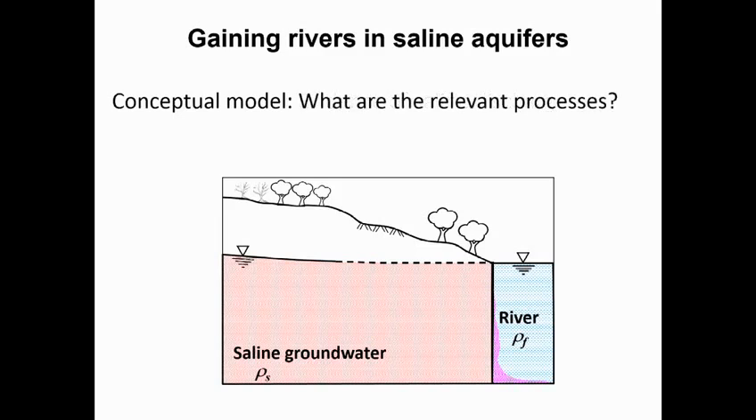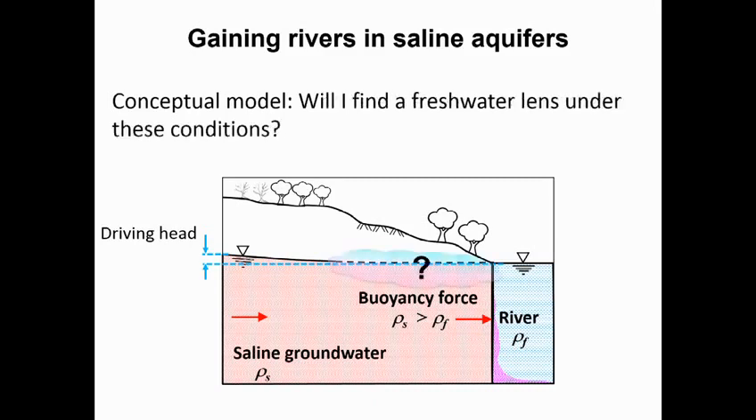So clearly the river is gaining in places. What are the relevant processes? If you think about the conceptual model, you've got two main forces at work here. You've got a hydraulic driving head. If the aquifer has a higher water level than the river, then by Darcy's law that's forcing water into the river. But you also have a buoyancy force, because the density of the aquifer water is heavier than the fresh water. So there's a buoyancy force also pushing that water into the river. So you've got two forces pushing that water into the river.